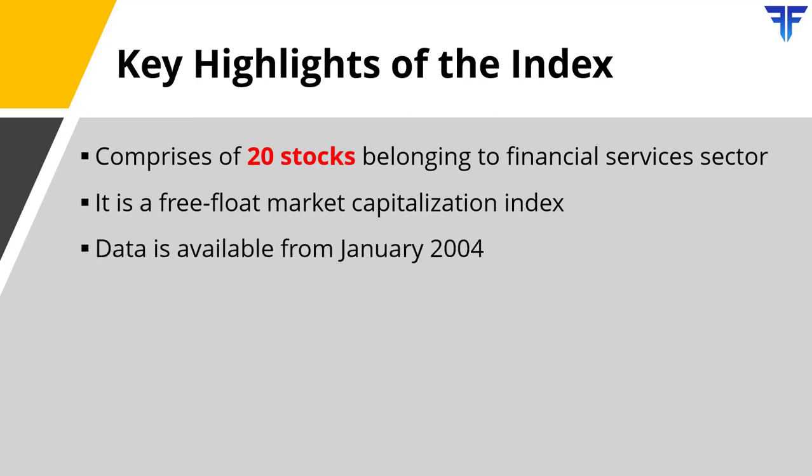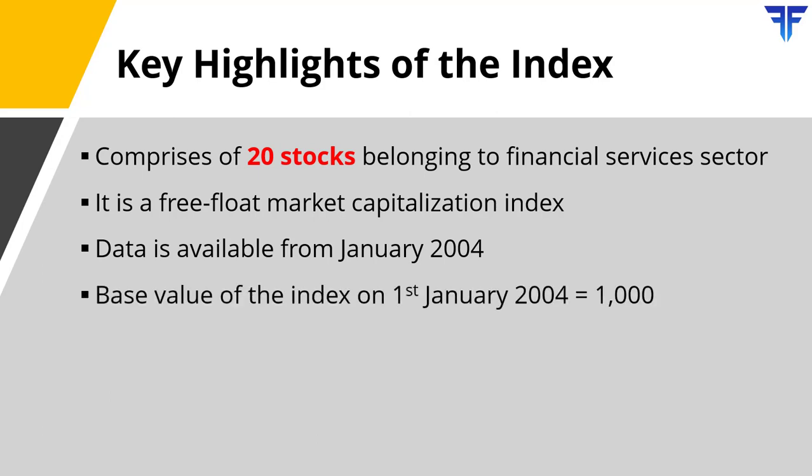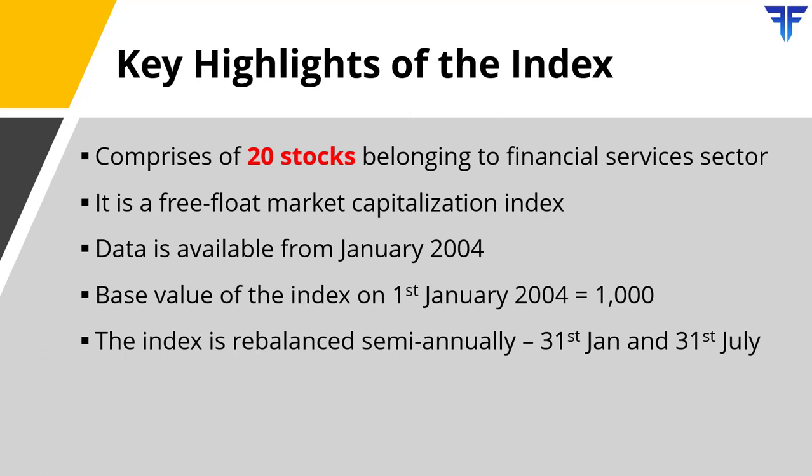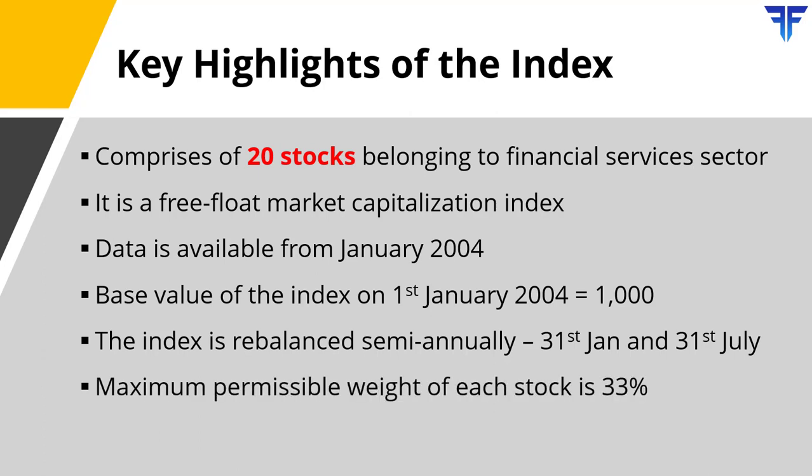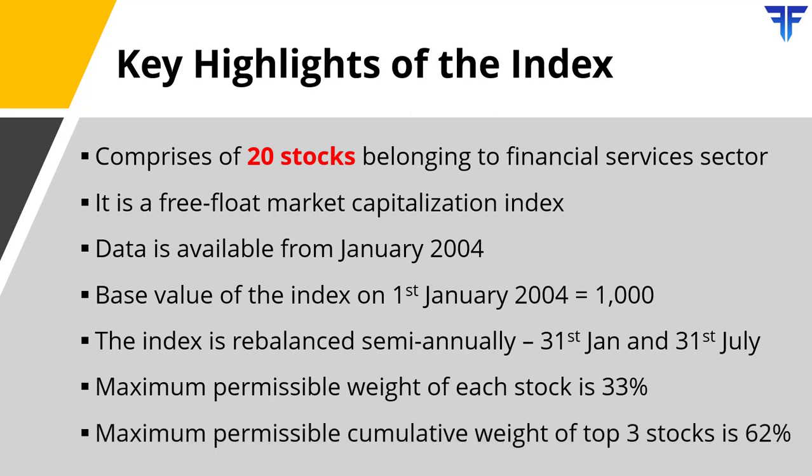The index was launched in 2011, but historical data for the index is available from 1st January 2004 onwards, when the index was assigned a base value of 1000. The Financial Services Index is rebalanced semi-annually. The cutoff dates for the rebalancing are 31st January and 31st July of each year. At the time of rebalancing, no single stock within the index can have a weight greater than 33%. Also, the cumulative weight of the top 3 constituent stocks within the index cannot exceed 62%.